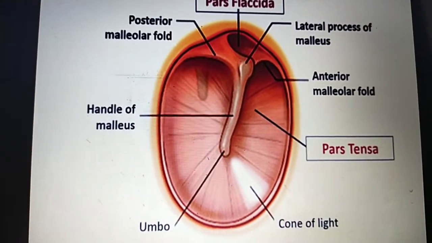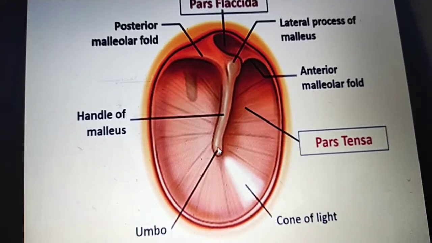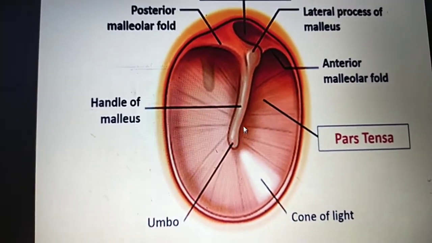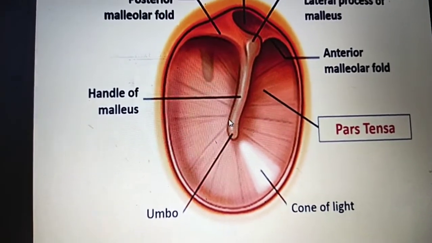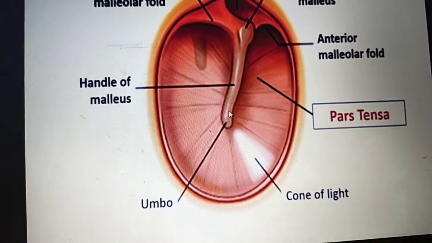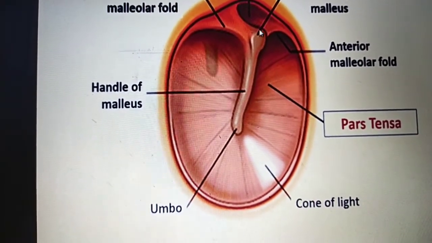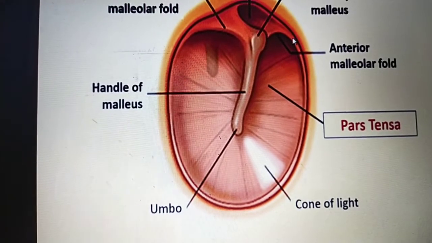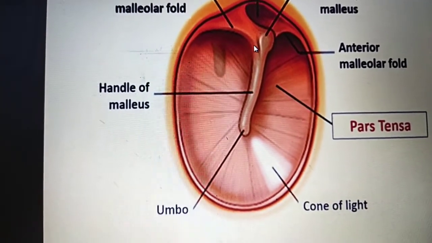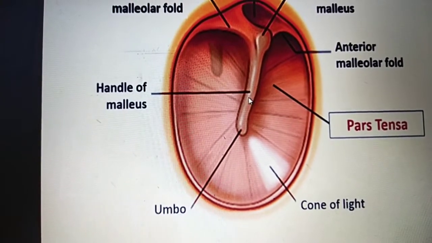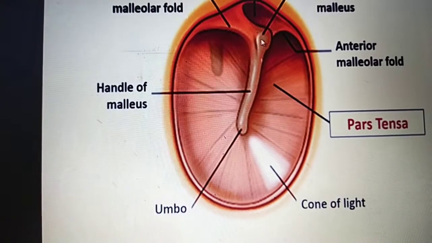See in this, this is the handle of the malleus. This is the centralized part of the tympanic membrane, or the central-most inverted portion of the eardrum. And this is the lateral process of the malleus, this is the anterior fold of the malleus, and this is the posterior fold of the malleus. This malleus is covered by, or attached to, the tympanic membrane.